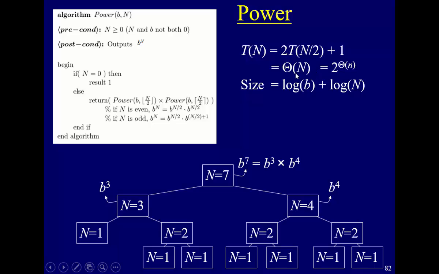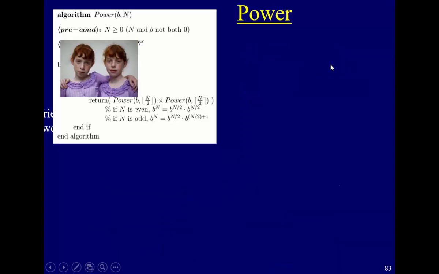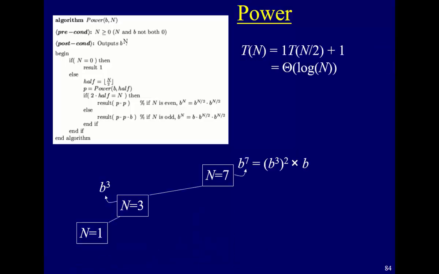Everybody see here that the time is capital N, which is 2 to the size; the value is 2 to the size. But in this case, the time is log capital N, which is equal to the size. And that's why running times are often linear in the number of bits, because we do things like this.